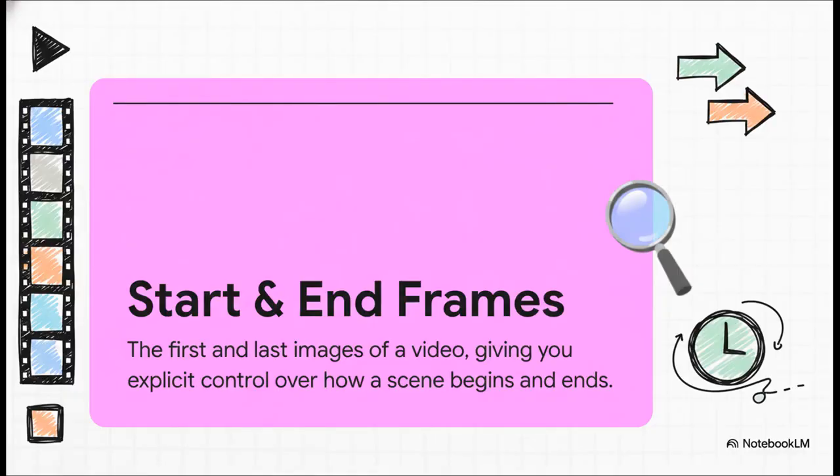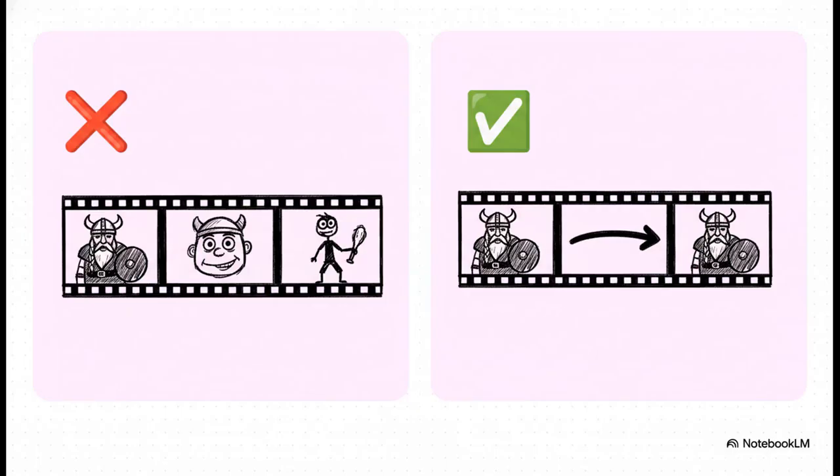To really master motion, you just need to understand 2 key things: start frames and end frames. And yeah, it's pretty much what it sounds like. They're the first picture of your video clip and the last picture. Using both gives you explicit control over how a scene begins and, just as crucially, how it ends. Now, that end frame, it is an absolute game changer.